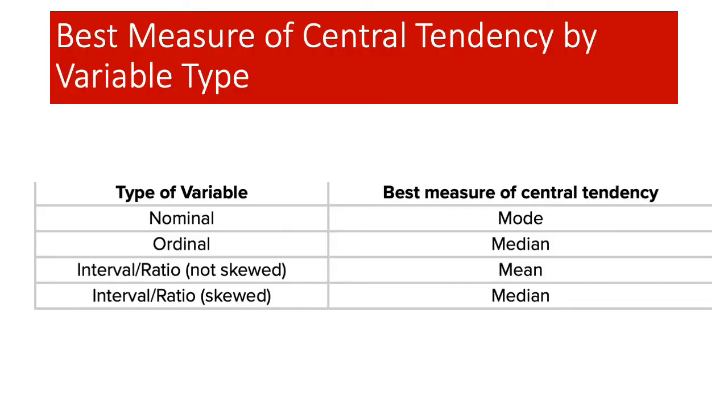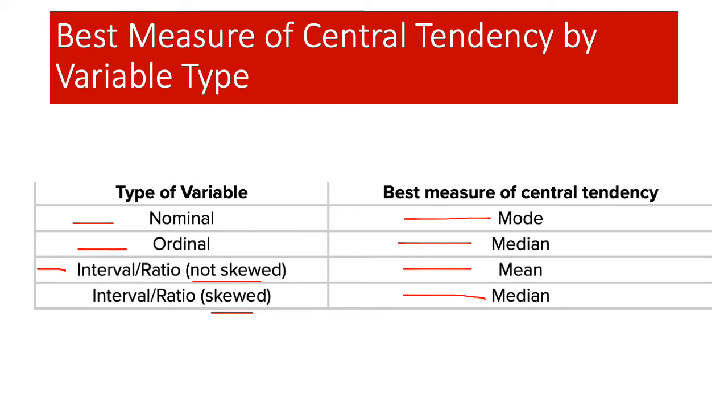So what are the best measures of central tendency by variable type? Well, for nominal level data, the best measure is the mode. For ordinal level data, the best measure is the median. For interval or ratio level data that is not skewed, the best measure of central tendency is the mean. However, when there is a skew, and extremely large or extremely small values can impact the mean, the median becomes the best measure of central tendency.